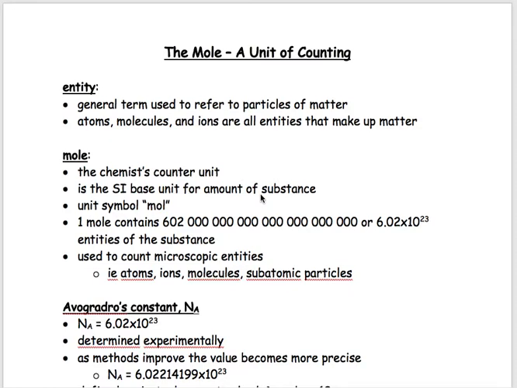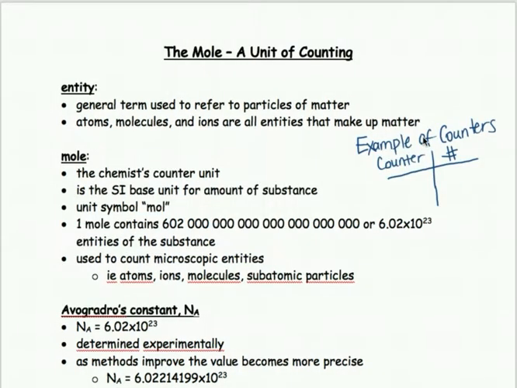So in general, we like to refer to the mole as the chemist's counter unit. Okay, so there are other counter units that you do use in general. Counters that we use in everyday life are things like a dozen. Whenever someone says dozen, how many items is that? A dozen eggs means you have 12.